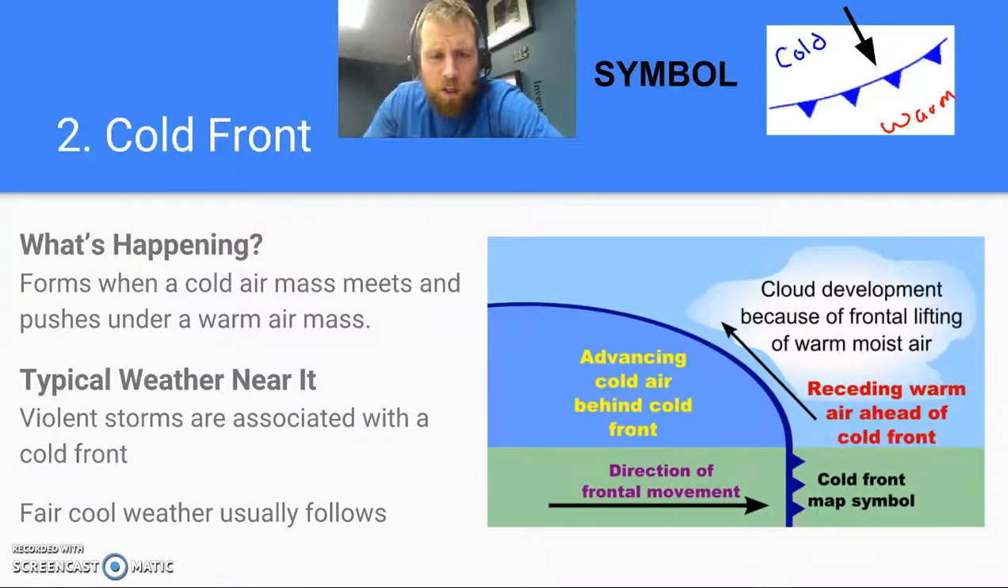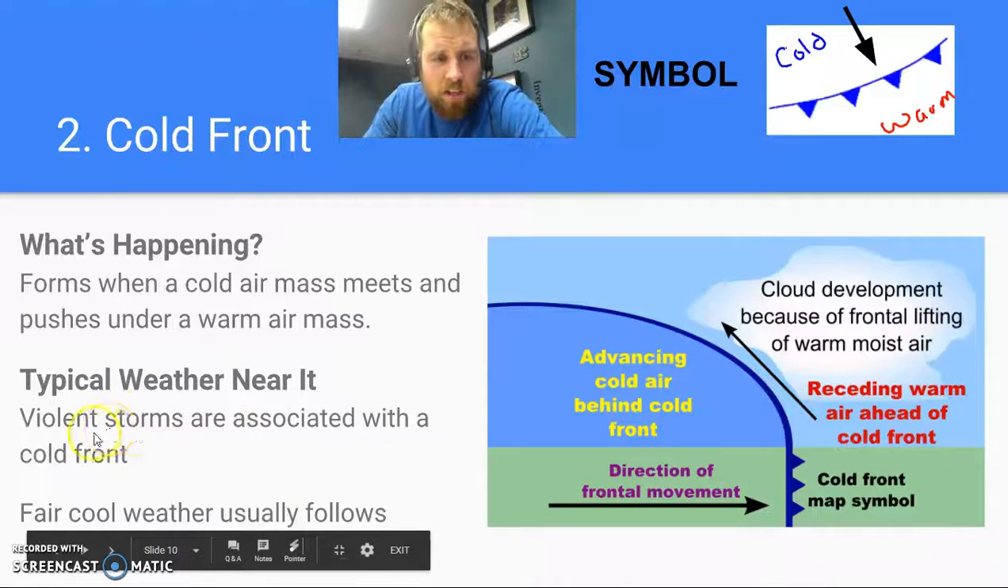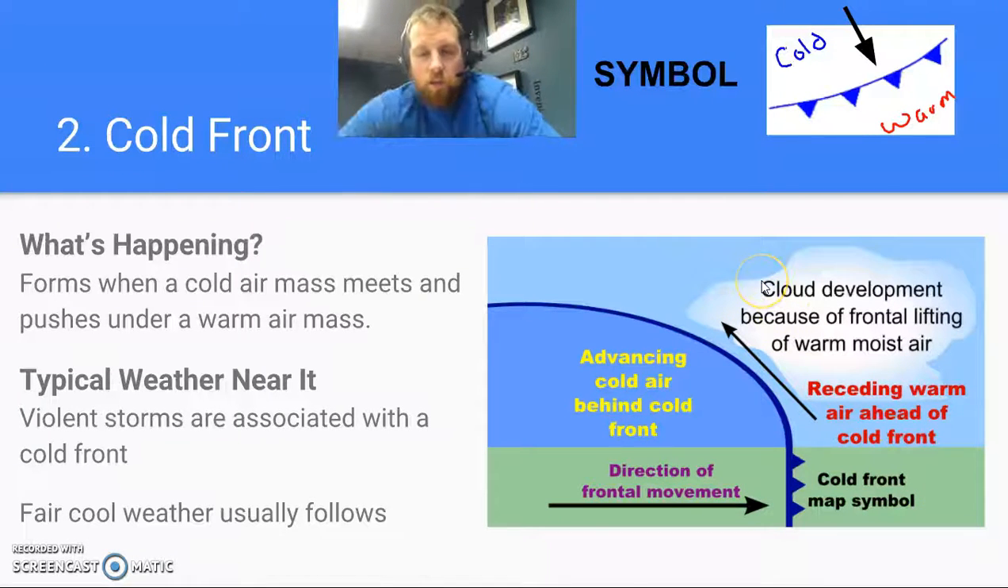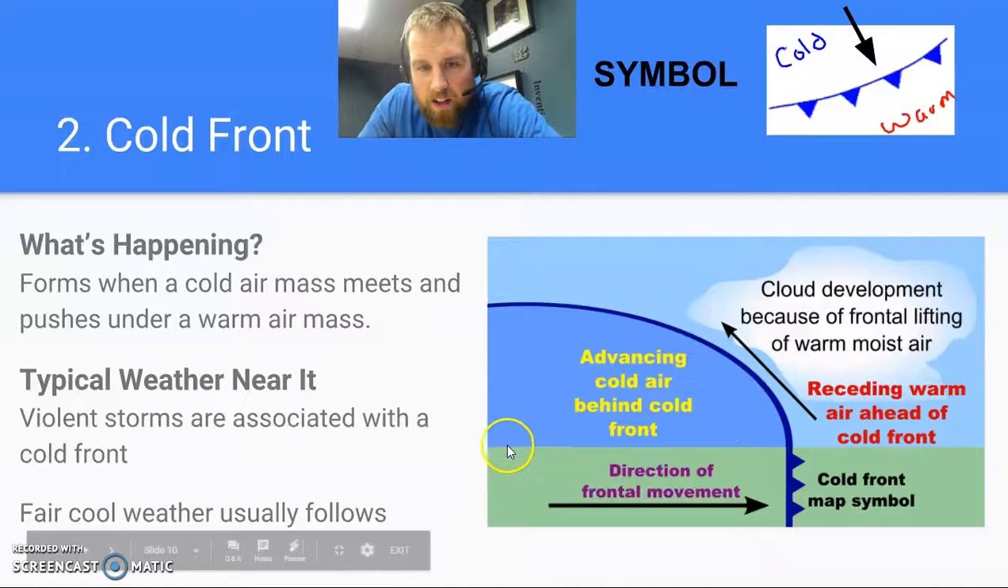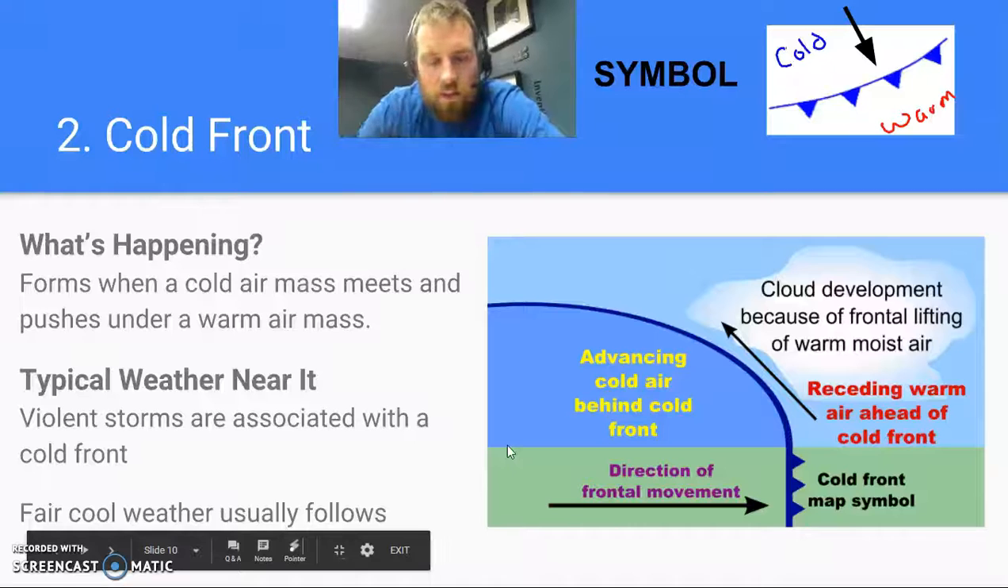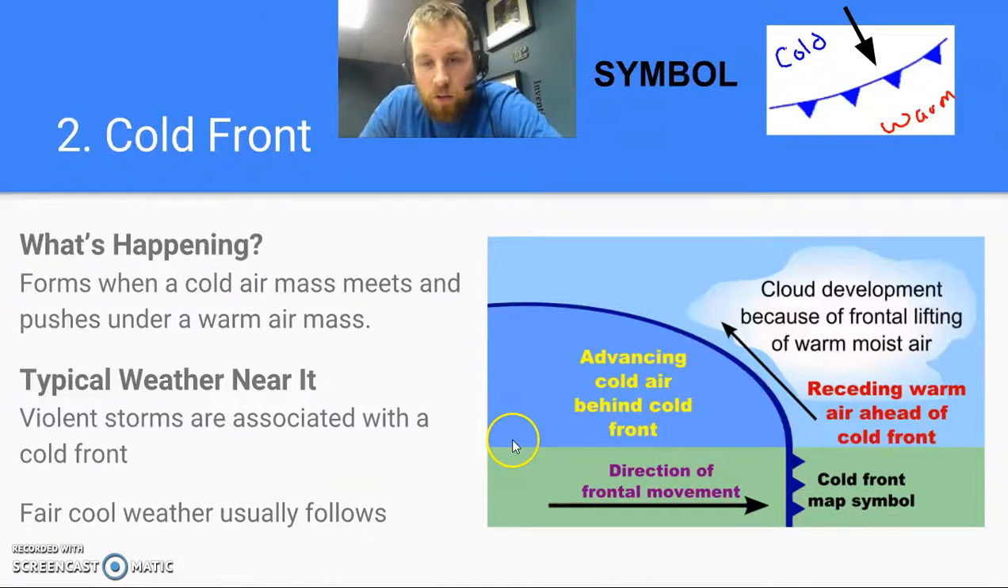So what kind of weather are we going to get at this type of front? You're going to get violent storms usually. The reason why they're violent is because the cold air rushes in underneath the warm air and causes the warm air to rise rapidly, and that will cause rapid cloud formation and usually some violent storms. And after this front passes, so again, it's moving in this direction, if there's a town back here, after the cold front has passed, it's usually going to be pretty fair, nice, cool weather afterwards. Okay, so this is a cold front. Make sure you guys have your notes filled in.